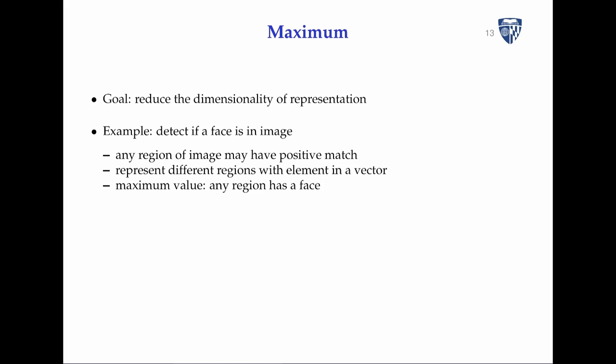But maybe here's another example that is a bit more plausible. What if we have an image and we want to detect if there's a face in the image? Any region of the image might have a positive match for a face. There might be a face just in the top right. If we have detectors for different regions of the image, then they might fire on these different regions. Each of them will return yes face, no face, or maybe a graded judgment of 0% face, 20% face, and here maybe 90% face. So we really want to go with the maximum value there. We want to say, okay, there's one area where our classifier thinks with 90% certainty that there's a face. That's what we want to go with.